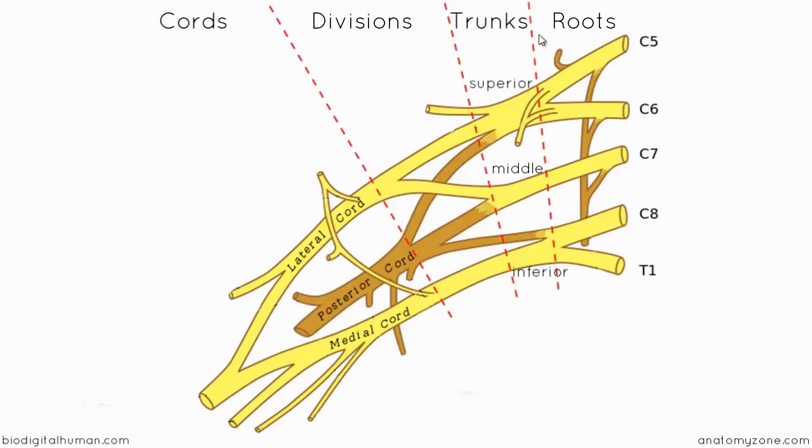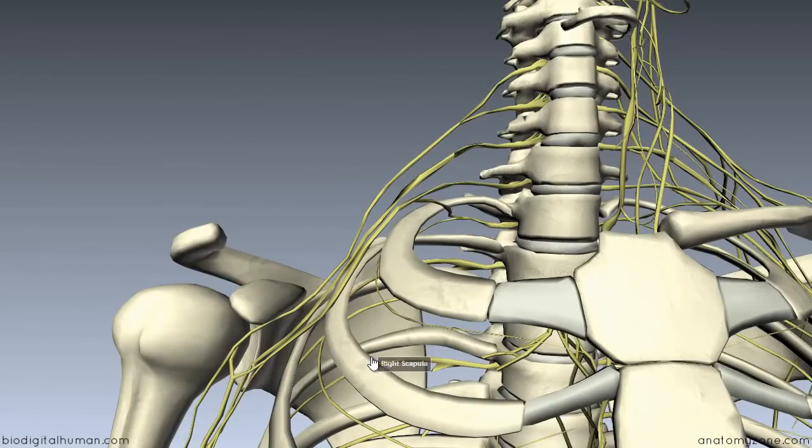So I remember the roots and trunks by just thinking of a tree. A tree starts from the roots and then you've got the trunk. So the roots are the first part of the brachial plexus, and then you've got the trunks. And then a tree divides, so you've got the divisions. So you've got the anterior and posterior divisions after the trunks, and then you've just got to remember that chords are at the end. I don't have any special way of remembering that. So you've got the lateral, posterior, and medial chords at the end.